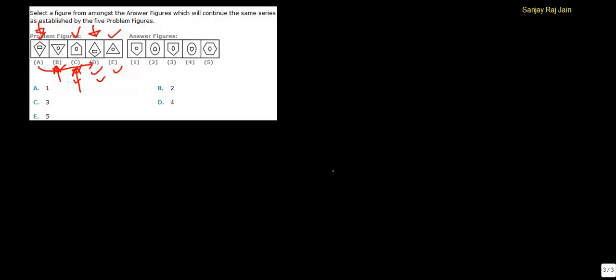So it should be a pentagon in inverted position. There are two pentagons. Now let us see what is inside this pentagon. There is this oval shape, this elliptical shape. So this choice is clearly eliminated, and this has to be the correct choice. So again, option C has to be the correct option.